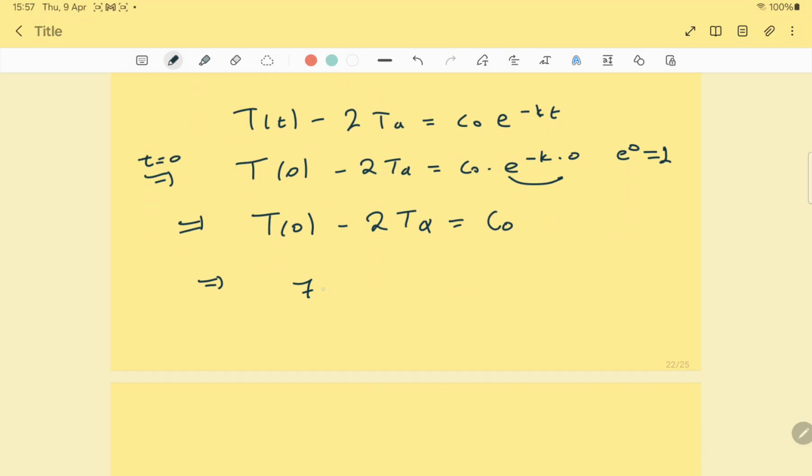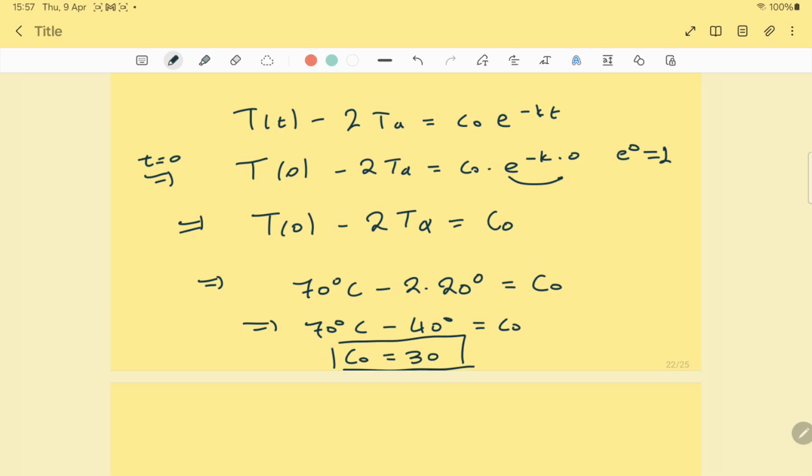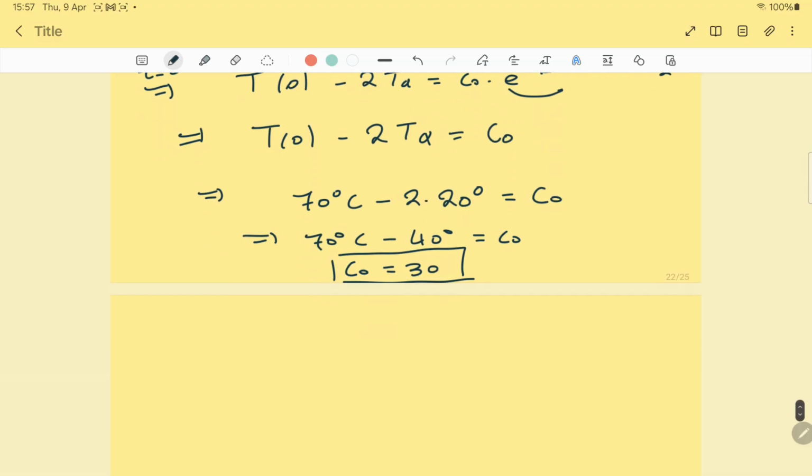T0 is 70 Celsius minus 20 Celsius, so C0 is going to be 50. Okay, that's the final answer. C0 is going to be 50.